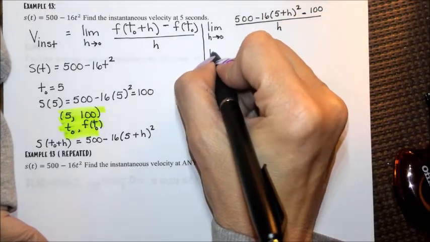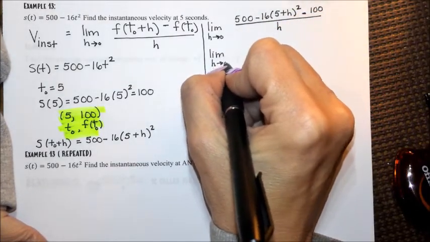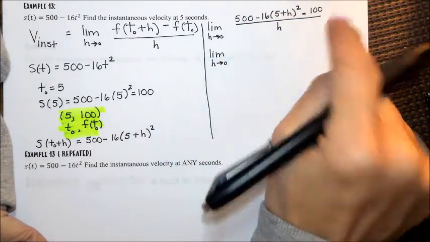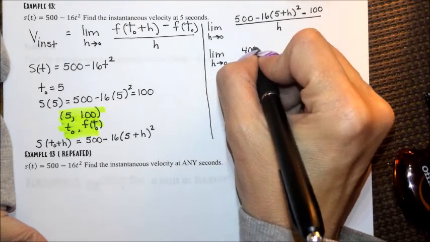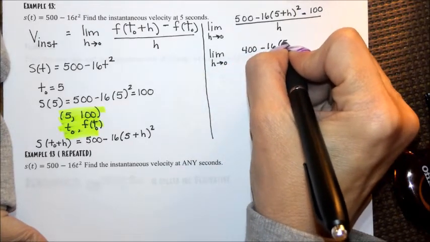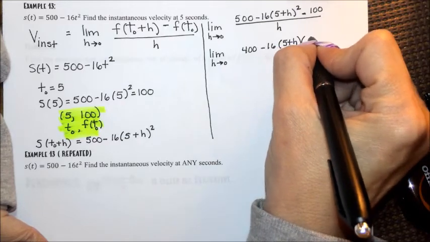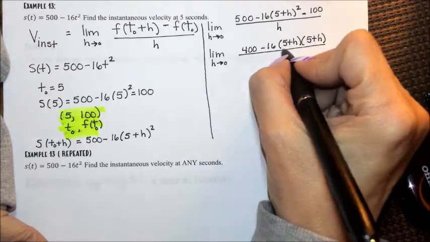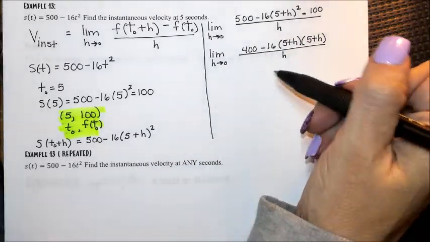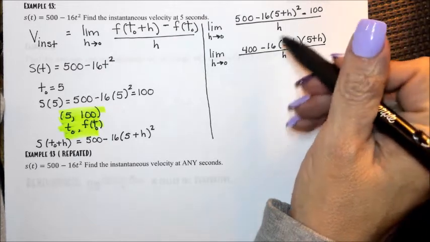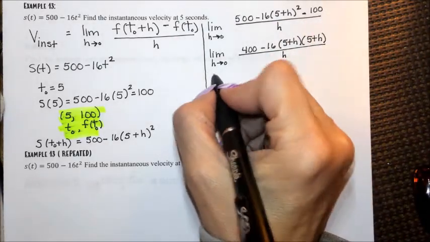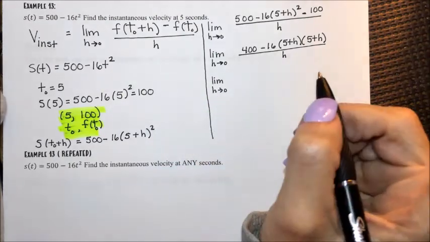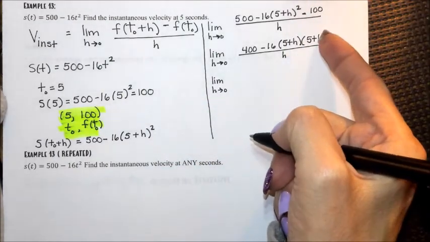I am going to go ahead and write it out just algebraically so you have it. 500 minus 100 is 400, so that's 400, minus 16 times 5 plus h times 5 plus h, all over h. And remember, the goal is to factor this out so that the h's cancel. Right now, nothing's canceling. So I'm going to do the limit as h approaches 0. I'm going to multiply this right here.